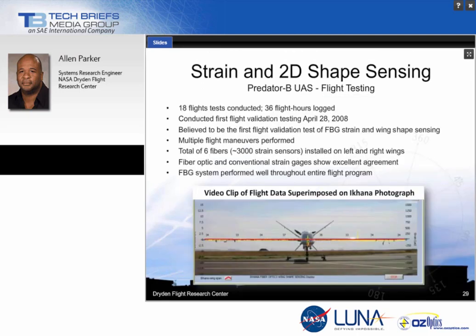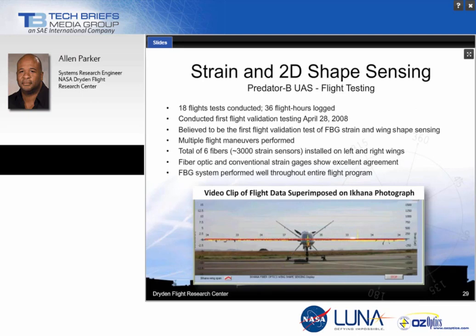The second flight application that we were able to participate in was actually prior to the Global Observer. We flew on our Predator B, which is a NASA Dryden aircraft, which we call Ikhana. On that vehicle, we had 18 successful flights logging about 36 flight hours. The flight program was conducted in 2008, and we still, to date, I believe, have the only in-flight validation for fiber Bragg gratings used as strain as well as shape measurement for aircraft.